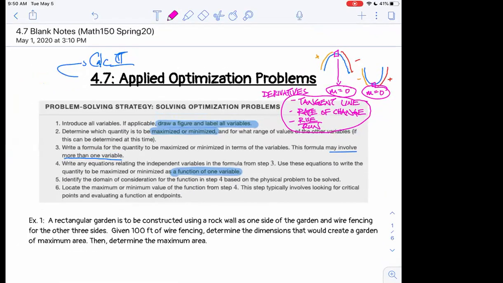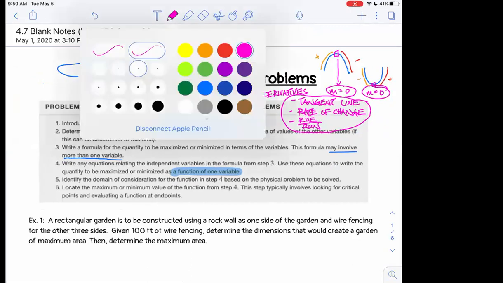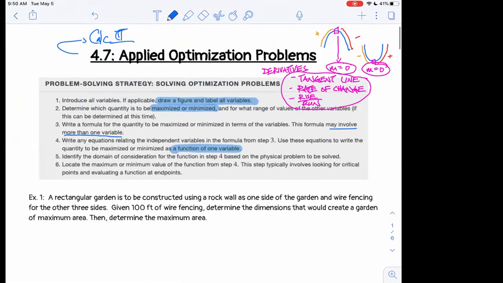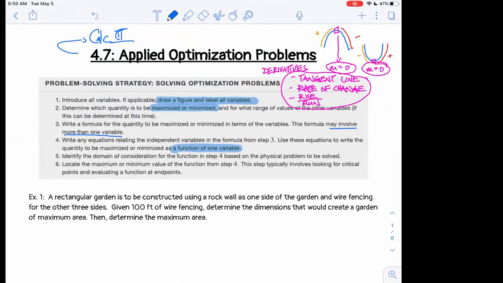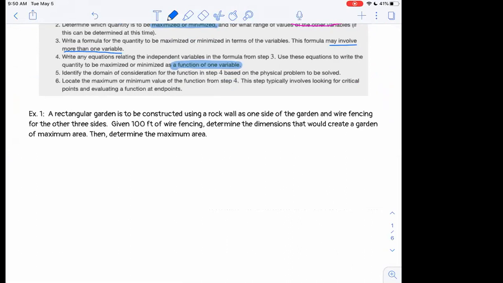All right, so let's go ahead and get started. For those of you who were in my 141 class, some of these problems should actually look pretty familiar, but hopefully they'll look a little less scary than they did the first time. So let's take a look at example 1. Example 1 says a rectangular garden is to be constructed using a rock wall as one side of the garden and wire fencing for the other 3 sides.